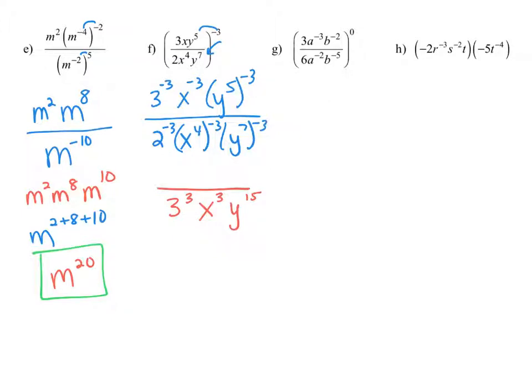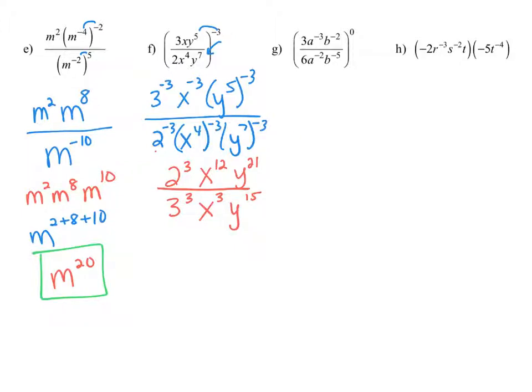In the denominator, we have 2 to the negative 3 power, which is 2 to the positive 3 power if we move it to the numerator. X to the 4th to the negative 3rd power, that's x to the negative 12th power, but we're going to move it to the numerator to get x to the positive 12. And then y to the 7th to the negative 3rd power, that's y to the negative 21 power, but we're going to write it as y to the 21st power in the numerator with a positive exponent.